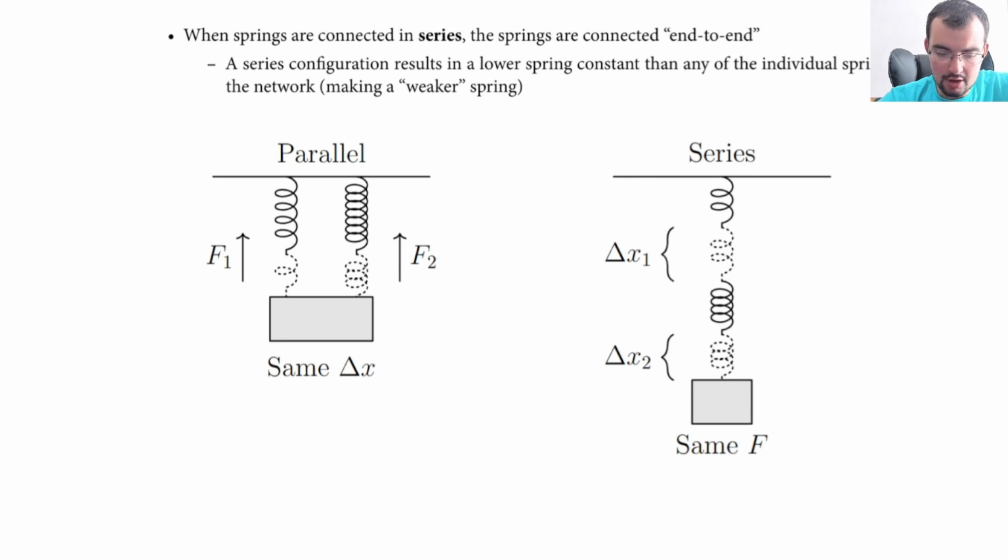Then the other way you could connect two springs is called series or end to end. And we'll learn that series springs have the same force exerted on each other. We'll see that the first spring exerts the same force that the second spring does, which exerts the same force as the overall network, but they have different stretches. And this actually results in a lower spring constant than any of the individual springs, creating a weaker overall spring with more extension.